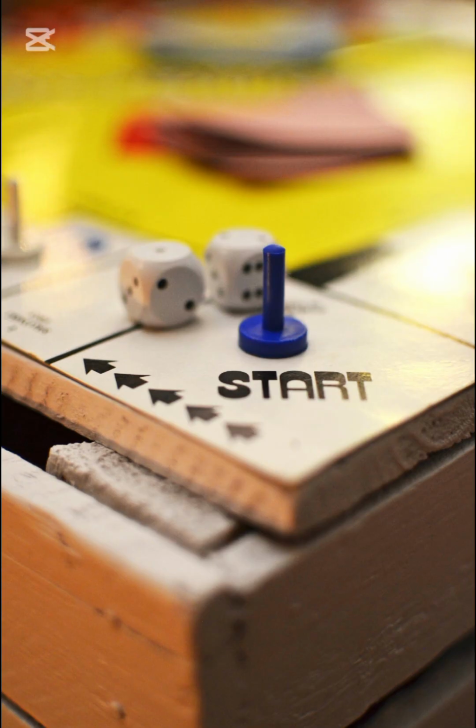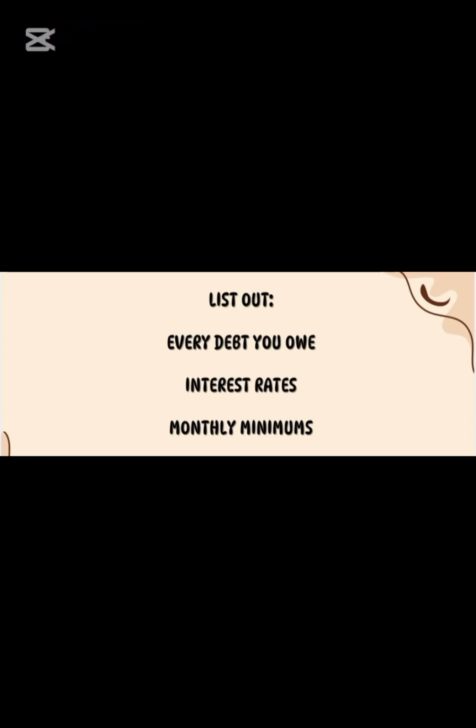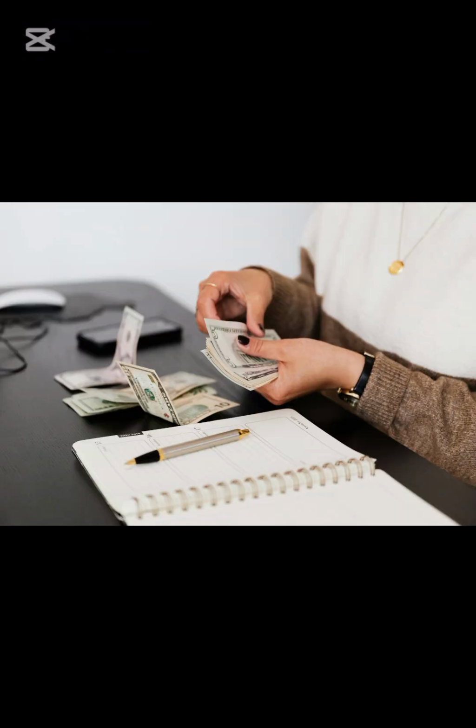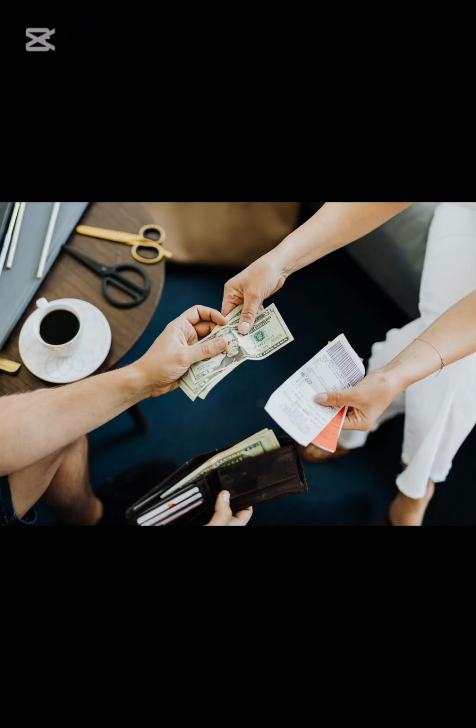Section 5. Getting started today. Here's how to get started today. Step 1. List all your debts, balance, interest rate, and minimum payment. Step 2. Pick your plan, snowball or avalanche. Step 3. Find your extra money, cut expenses, side hustle, etc. Step 4. Make your first focused payment this week.